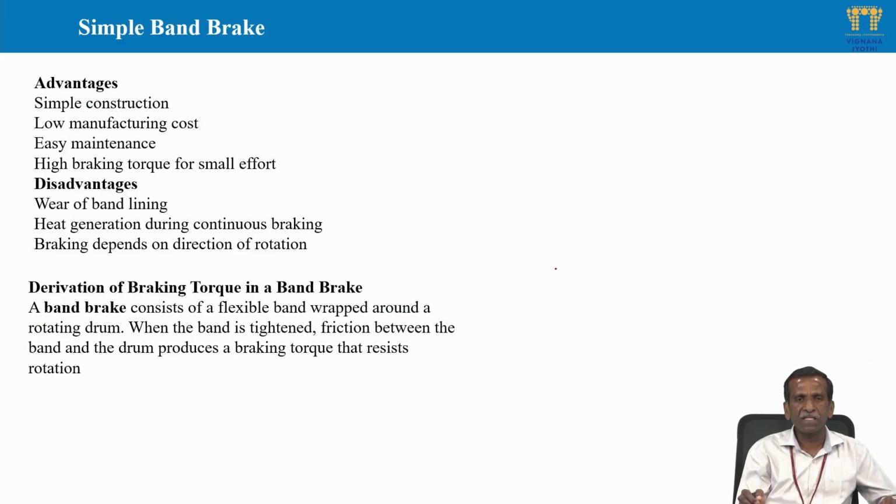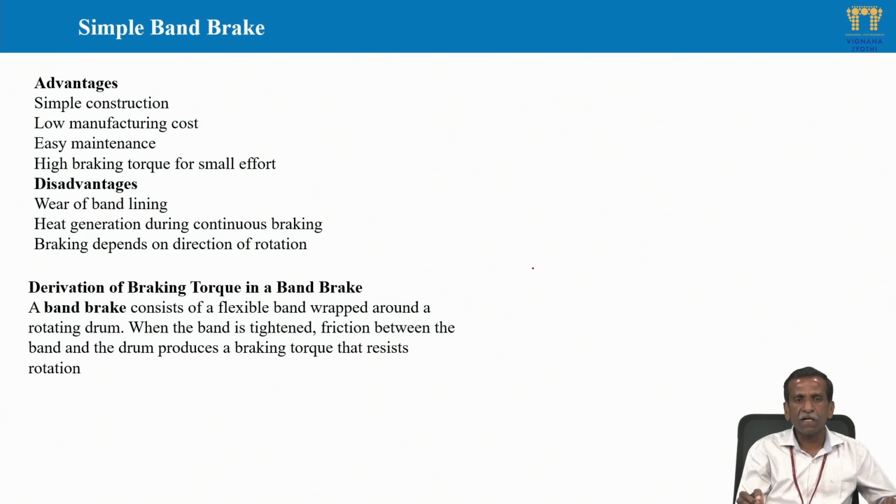Advantages: the construction is very simple, so obviously the cost is low, maintenance is easy, and high braking torque can be obtained for small effort, because if we make the difference of the tensions large, that is the effective force, and then we can have more braking torque. The disadvantages are that band lining wear is more, heat generation may be high if the brake is used continuously, and braking depends on the direction of rotation.